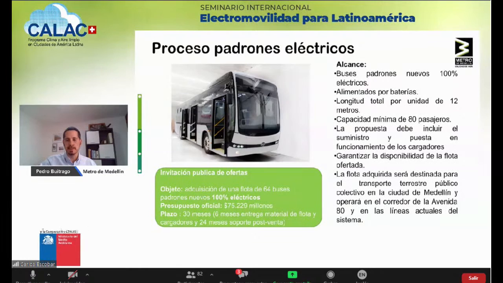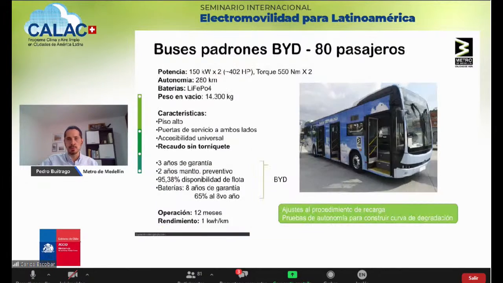In this process, we had the participation of different companies representing BYD. They were also representing Chinese manufacturers, Chongtong and Yutong. And in the end, the consortium organized between BYD headquarters and BYD Colombia was the one to which this bid was awarded, since they met all the technical specifications and evaluation criteria for the buses. So with these buses, we are about to celebrate 1 year of operation with very good operational results.